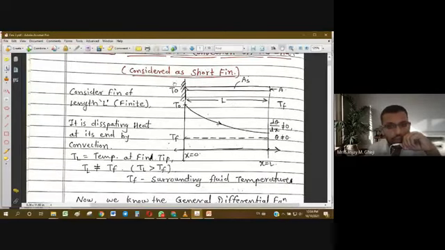So again, the same diagram is shown. Only the change will be at the boundary at x equal to L. So the boundary conditions will change. T0 is the base temperature, Tf is the uniform and constant temperature of the fluid at the lower side, and this is the variation of temperature along the length of the fin.